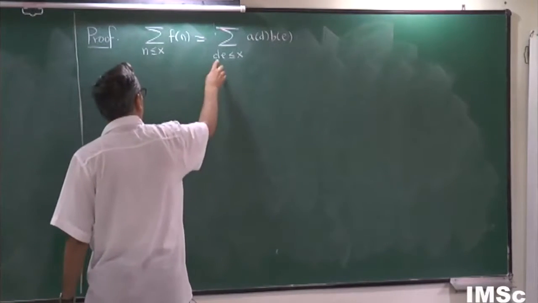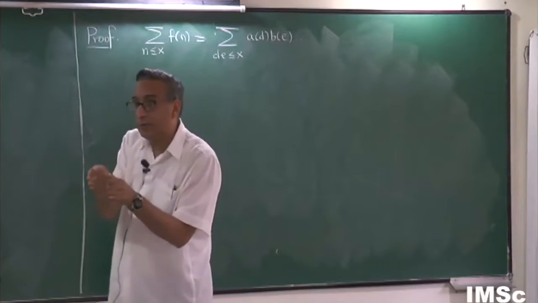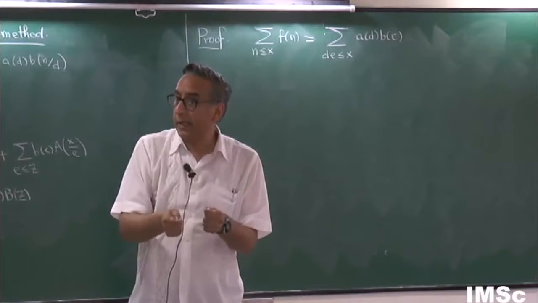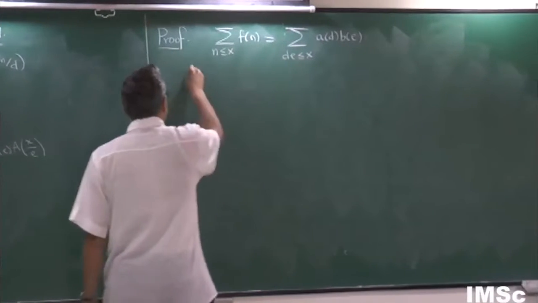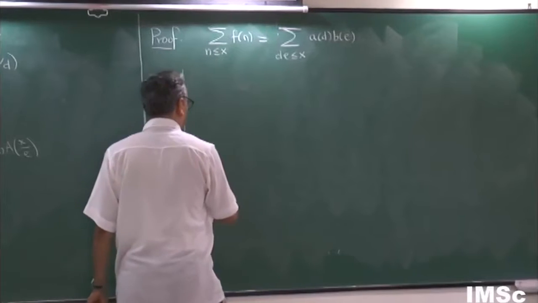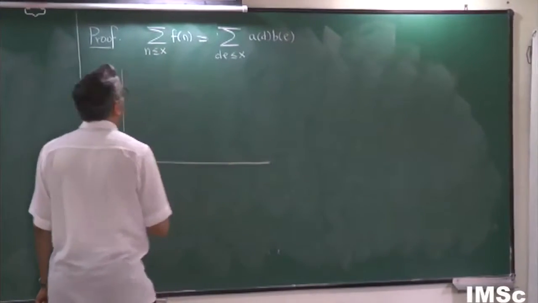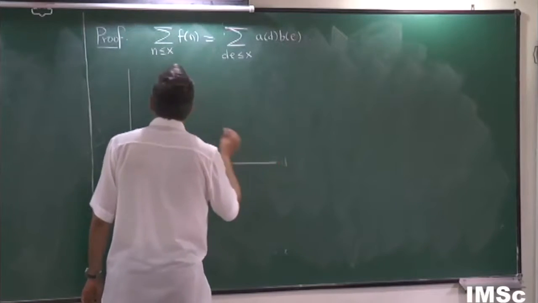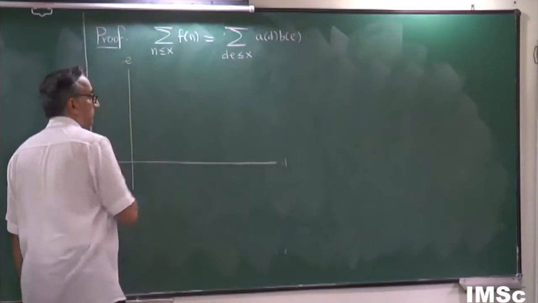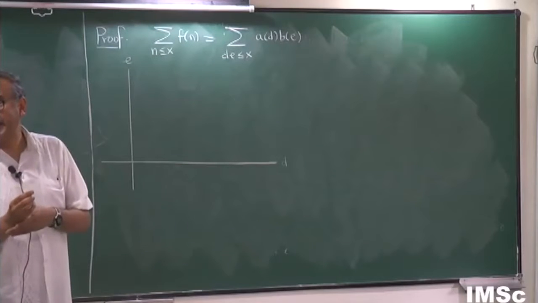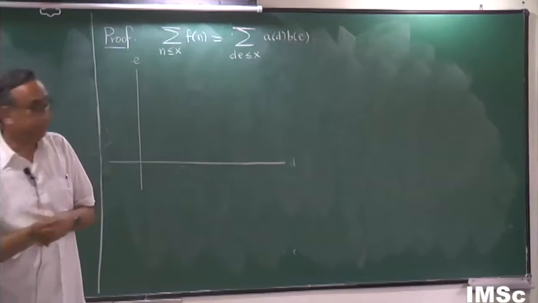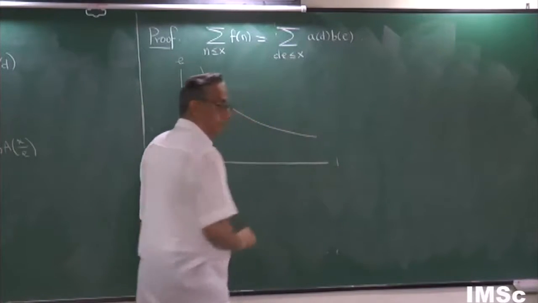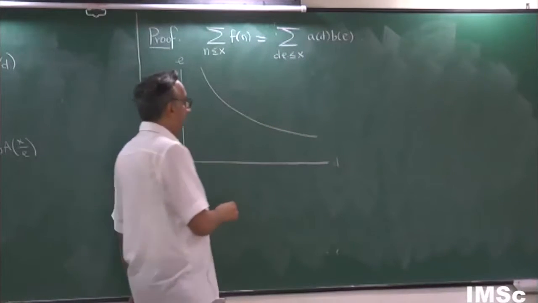What am I doing? I'm looking at all pairs of natural numbers d and e such that the product is less than or equal to x. So let's draw a picture. Let's say this is the d-axis, and this is the e-axis. And the graph de equals x is a hyperbola. That's where the name comes from, the hyperbola method. This is d equals x.